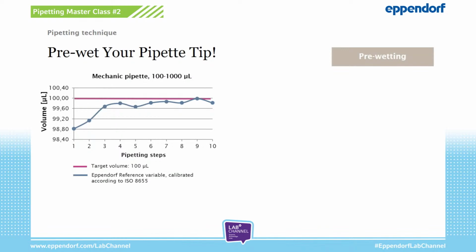Now we move on to a very important but often overlooked aspect of pipetting, the pre-wetting of the pipetting tips. Let's take a look at some pipetting data. 100 microliter of water should be pipetted, represented by the purple line. The blue line shows the results of 10 pipetting steps without changing the tip. A mechanical 1000 microliter air cushion pipette was used. After 3 to 4 pipetting steps, the pipetted volume is close to 100 microliter for all subsequent steps. So the first pipetting steps can be considered as pre-wetting steps, so that the subsequent steps were pipetted more accurately.